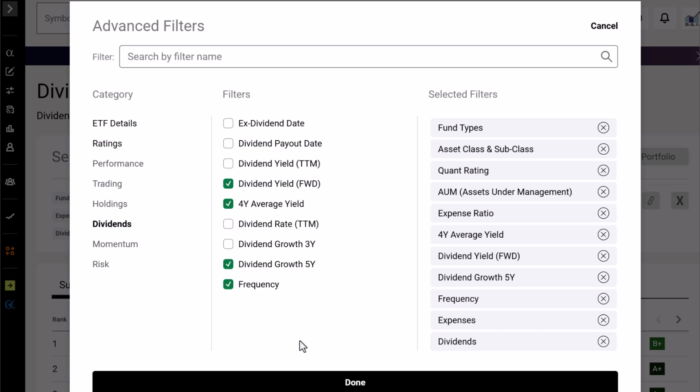And when looking at the dividend metrics here, what I'm looking for is the dividend yield forward. The trailing dividend yield doesn't matter as much to me. I'm more interested in the forward dividend yield. And what I really am interested in is the 4-year average dividend yield.